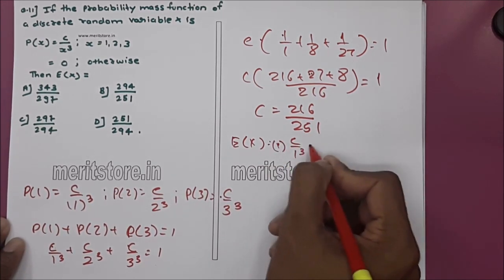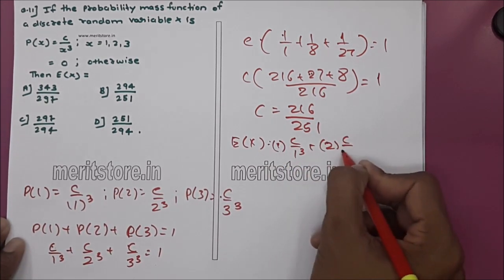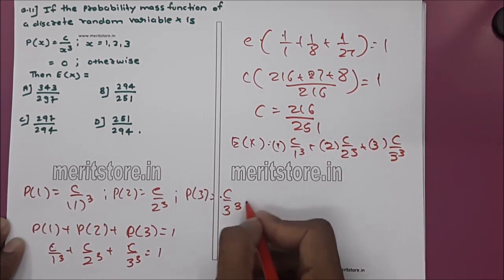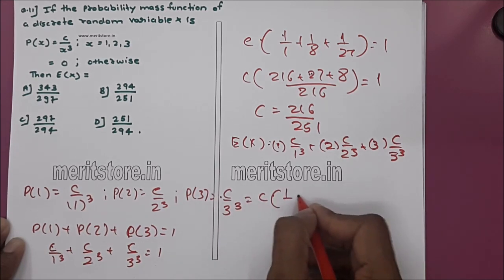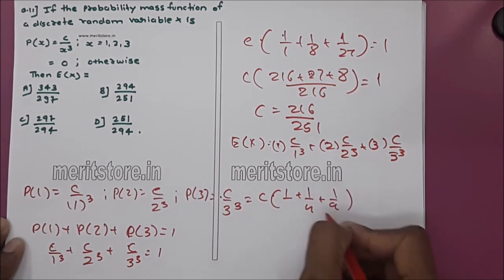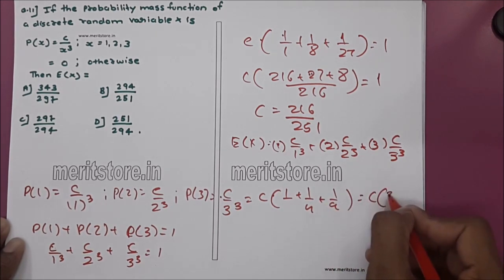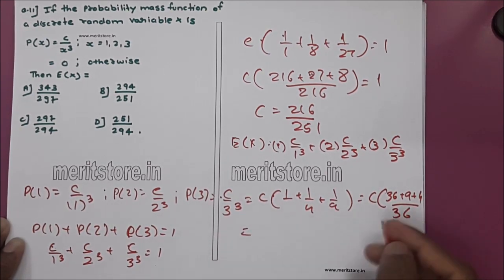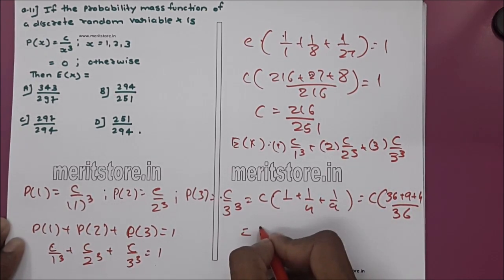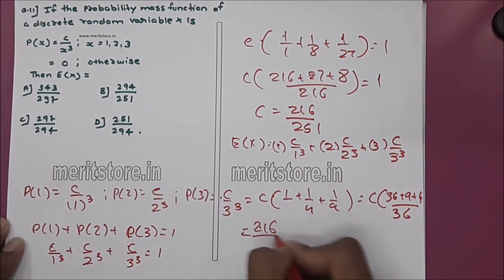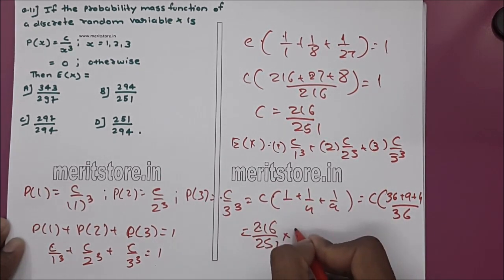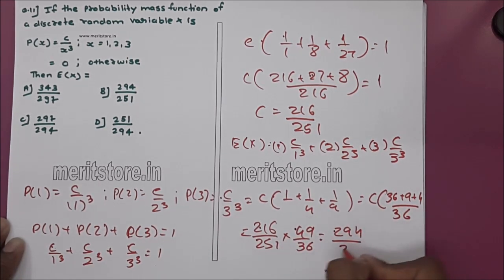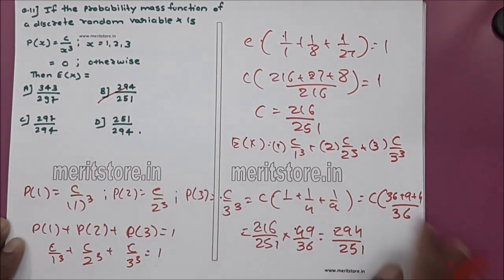1 times C upon 1 cube plus 2 times C upon 2 cube plus 3 times C upon 3 cube. So we get C times 1 plus 1 by 4 plus 1 by 9, which is equal to C times (36 + 9 + 4) upon 36. So we solve this, we multiply with C, we substitute the value of C, that is 216 upon 251, into 49 upon 36, which is equal to 294 upon 251, which is option B. Option B is the correct answer.